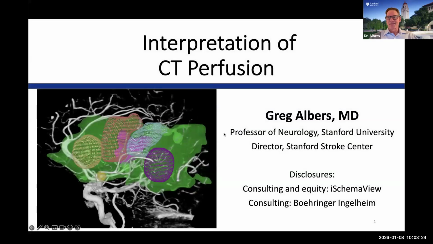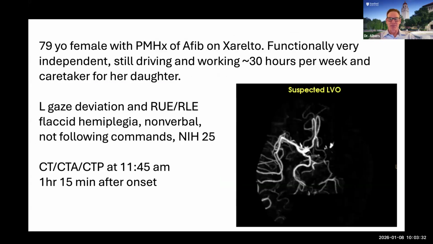Thank you. Very ambitious agenda over the next hour, so we better just dive right in. I will be focusing on interpretation of perfusion imaging, and we're going to start off with a case. So here's a 79-year-old woman. She's got a past history of atrial fibrillation. She's functionally very independent, working 30 hours a week, takes care of her daughter, who is disabled.